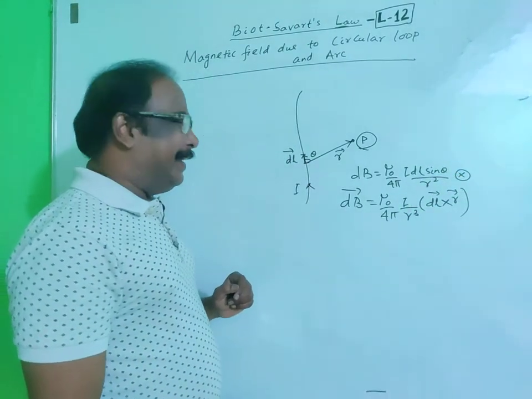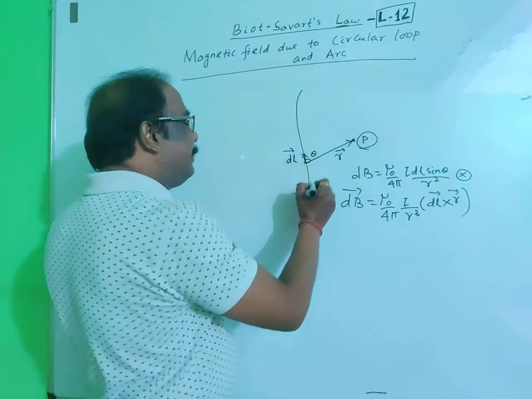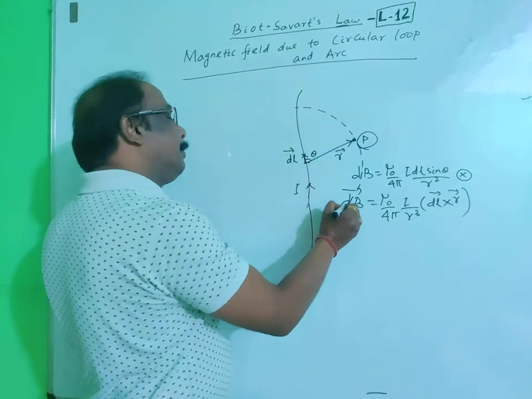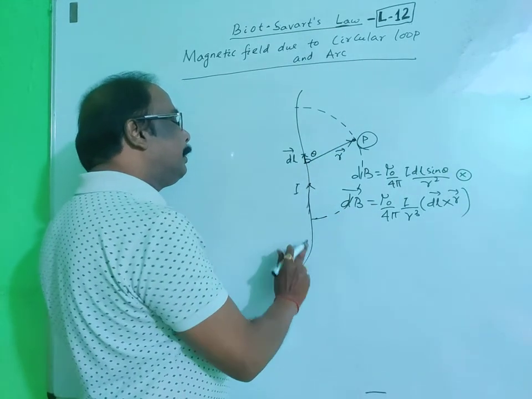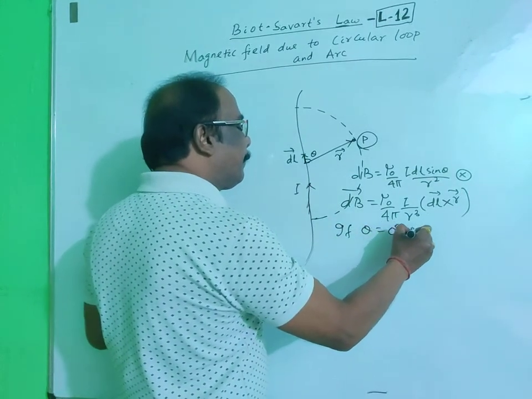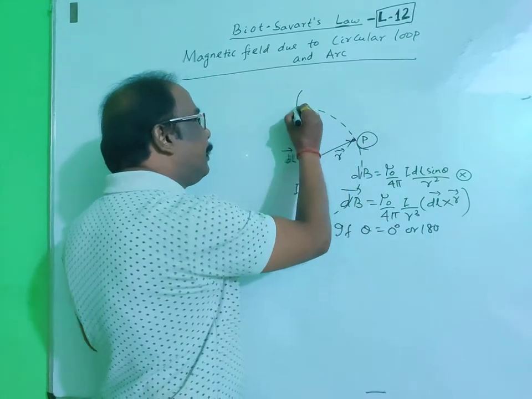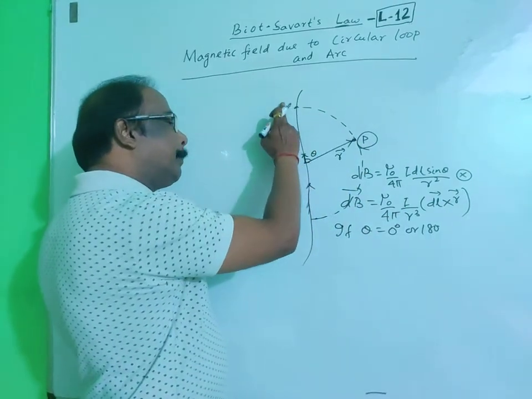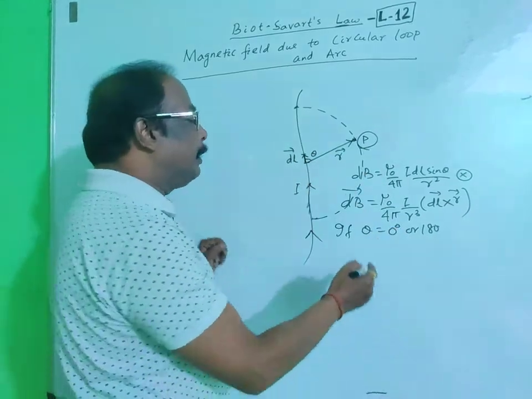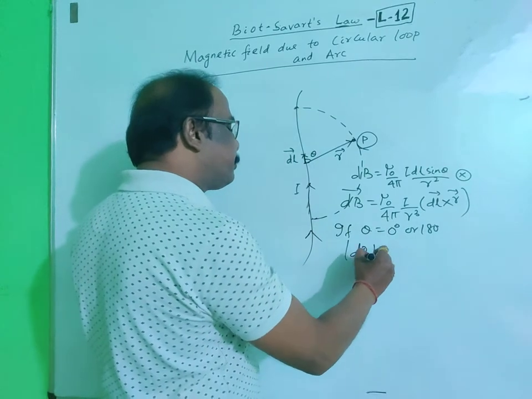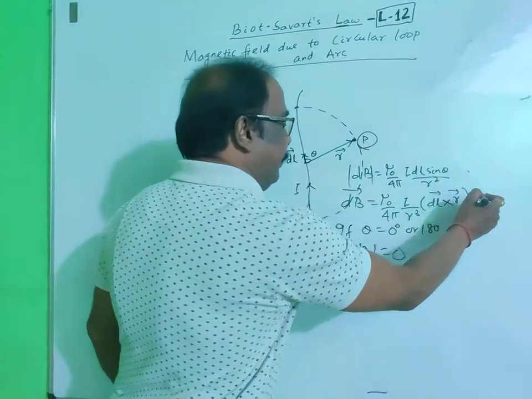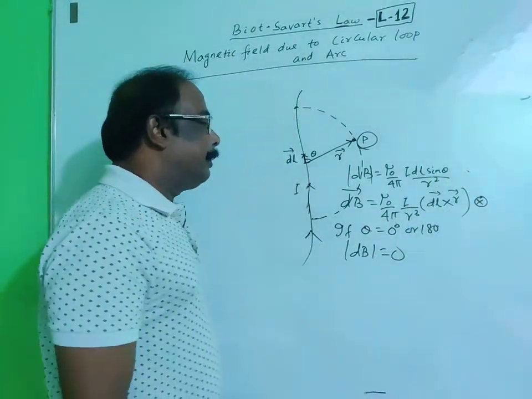So in this case the magnetic field is inwards, a cross field. Again we have discussed, if the point P lies along the direction of flow of current, meaning theta is 0 degree or 180 degree, then in both cases the magnitude of magnetic field is 0. All these we have discussed in the previous lecture.